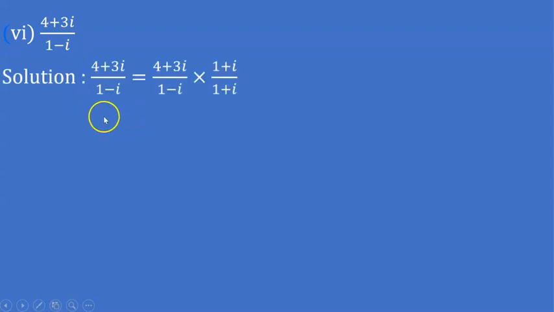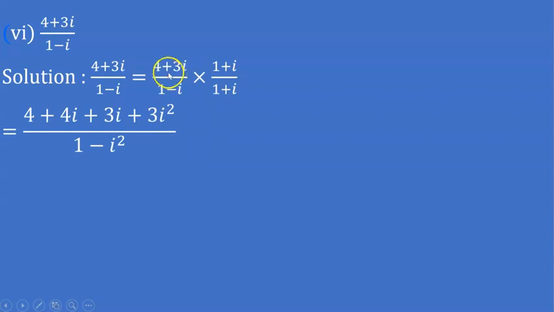Now, next example. 4 plus 3i upon 1 minus i. Now here we will multiply by the rationalizing factor of the denominator, that is the conjugate of 1 minus i, which is 1 plus i. Multiply the numerator and the denominator by 1 plus i.